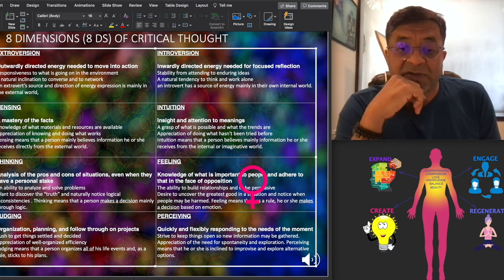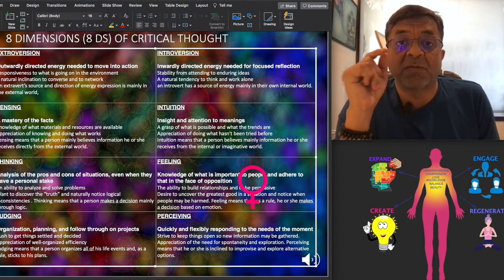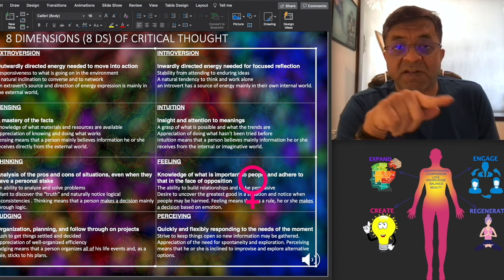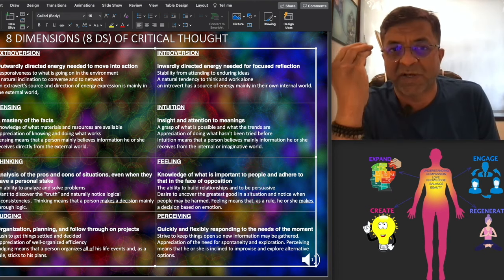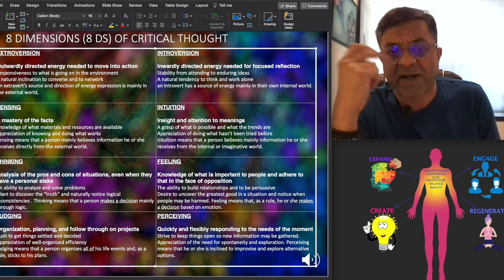So, desire to uncover the greatest good in a situation and notice where people may be harmed. Feeling means that as a rule he or she makes a decision based on emotion. See the difference between thinkers and feelers right there. One is Mercury and one is Venus. Both are Rajasic qualities. One is about the head and one is about the heart.